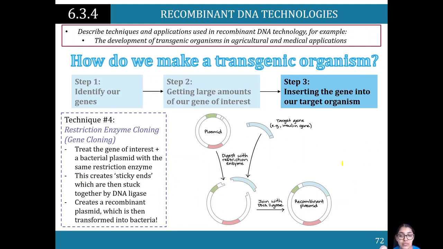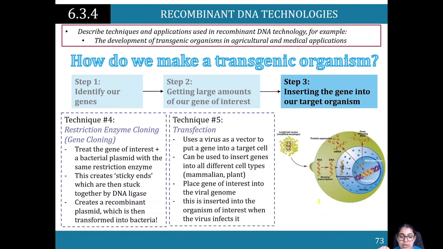We can do it through restriction enzyme cloning, what we looked at in that earlier example, where we basically get the target gene, we get the plasmid, and we put it together, and we get a recombinant plasmid, and we're going to put it into a bacteria. We can also use transfection, which is basically using a virus as a vector to put the gene into the target cell.